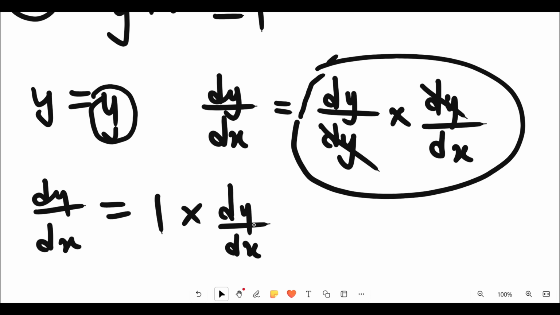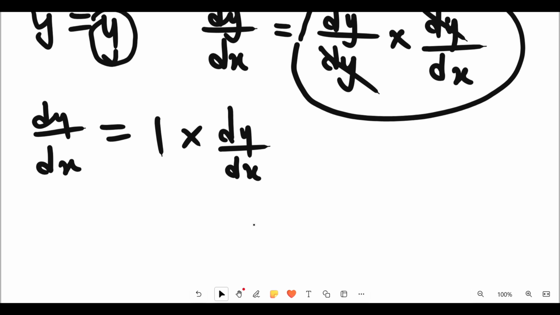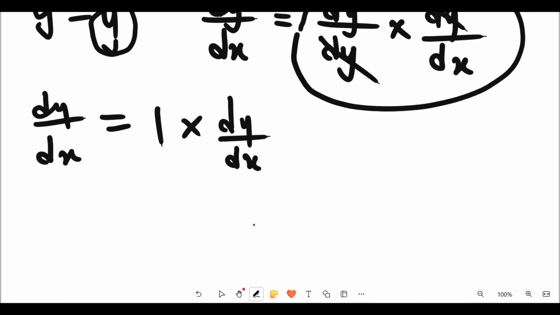So that is why anytime you differentiate the y component, that is the dependent variable, the answer will be multiplied by dy/dx. That is the derivative of the function y with respect to x. All right, so we are going to apply it.